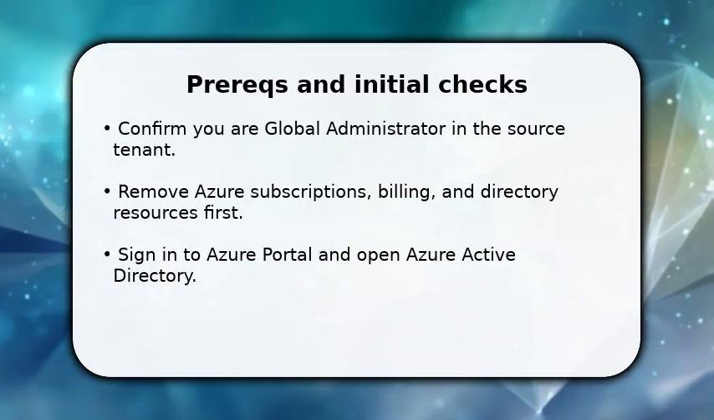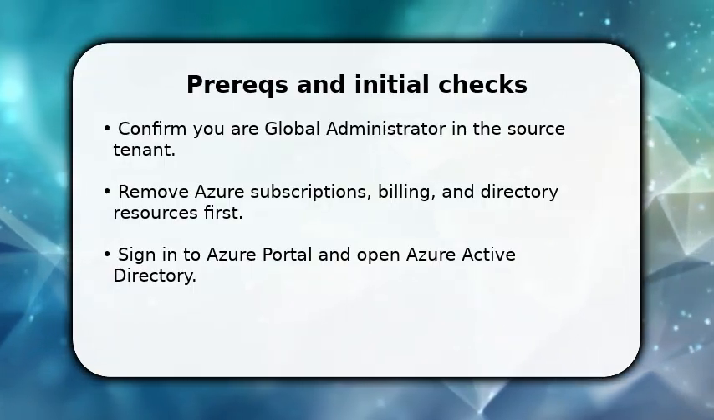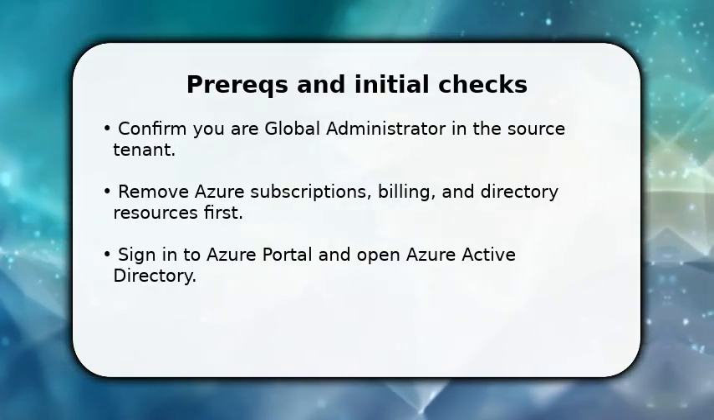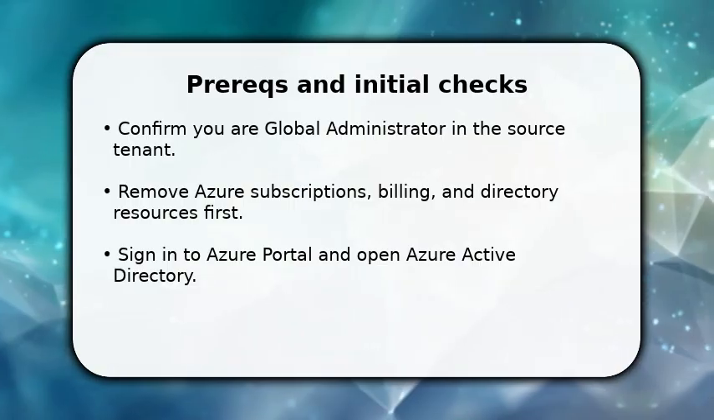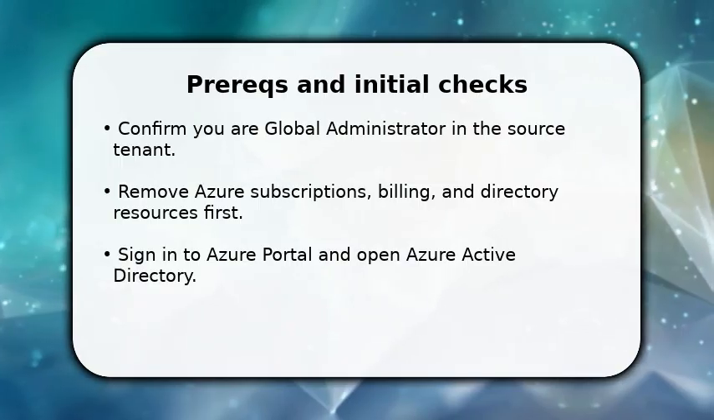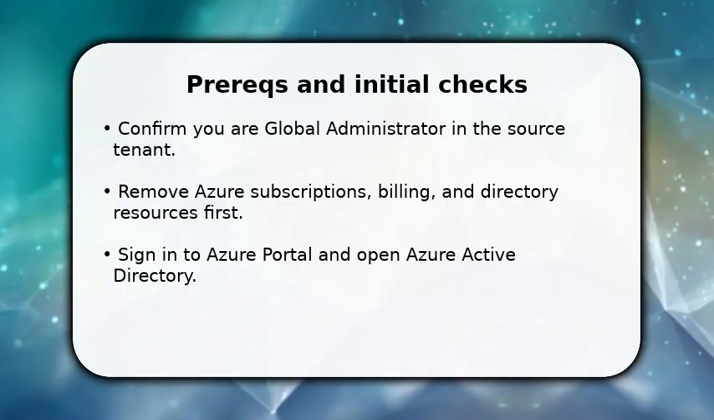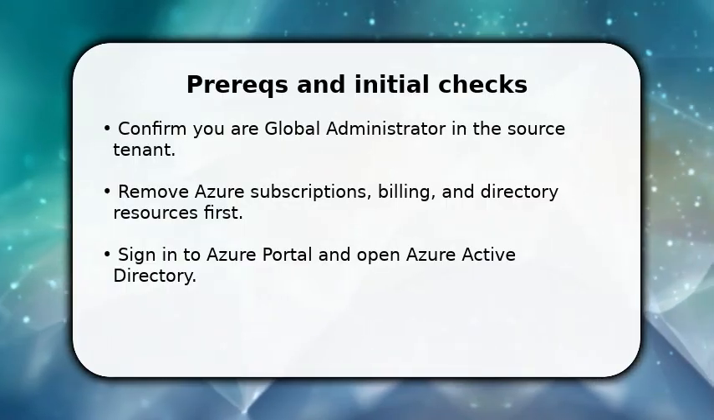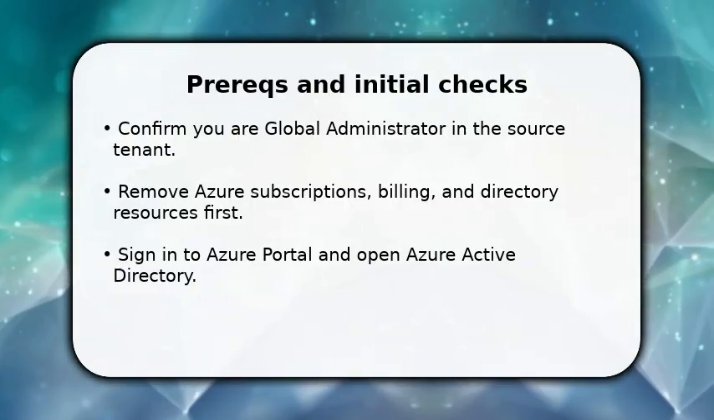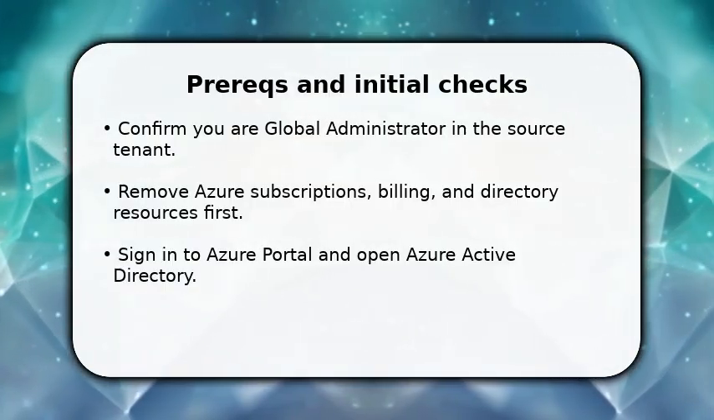You start by verifying essential prerequisites. Confirm you are a global administrator and that subscriptions, billing, and enterprise apps are removed from the tenant. Once done, sign into the Azure portal and open Azure Active Directory. Make sure no Azure subscriptions or reserved roles remain assigned to this tenant and that you've exported any required logs or reports. This prevents blocking conditions later. It also ensures you retain critical data before initiating the deletion process.